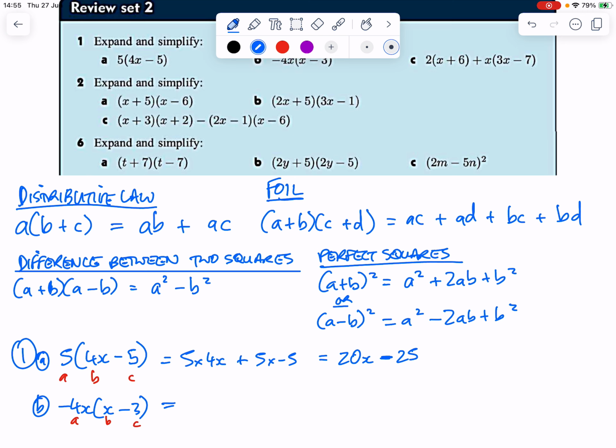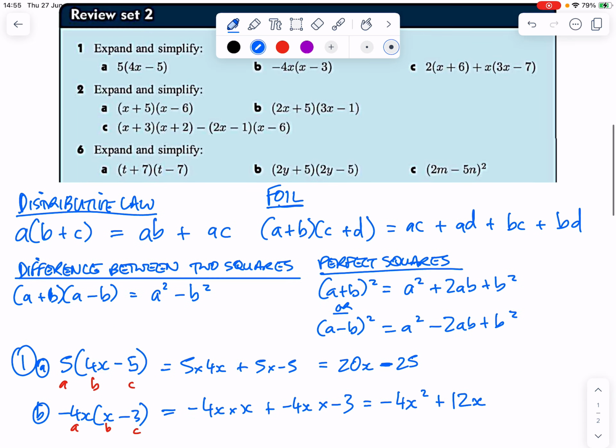Take our negative 4x times x plus negative 4x times negative 3. Negative 4x times x is going to be negative 4x squared, plus negative 4x times negative 3. That's going to be positive 12x. They're like terms to join.